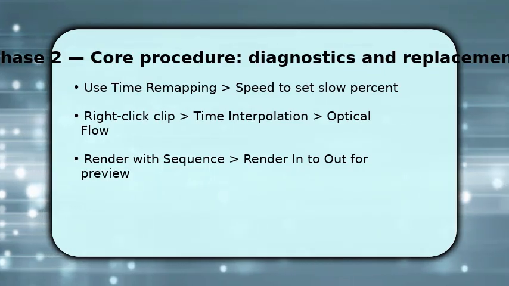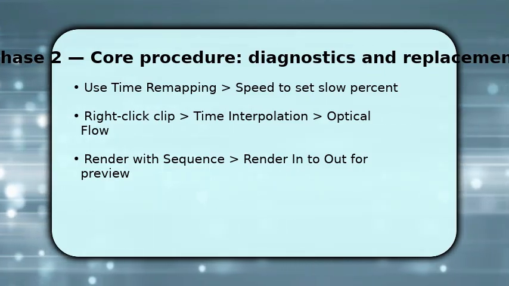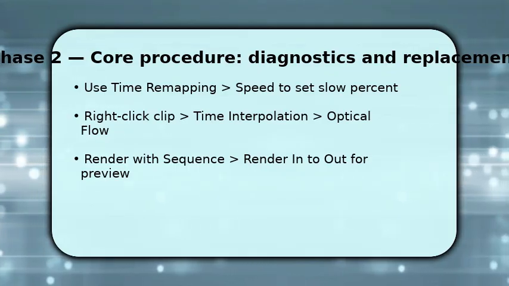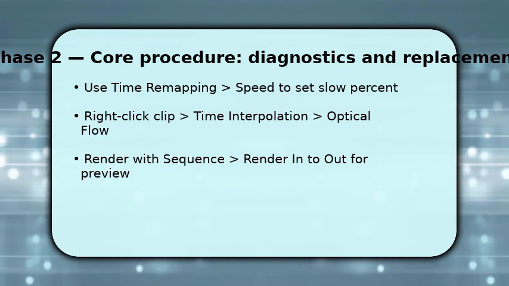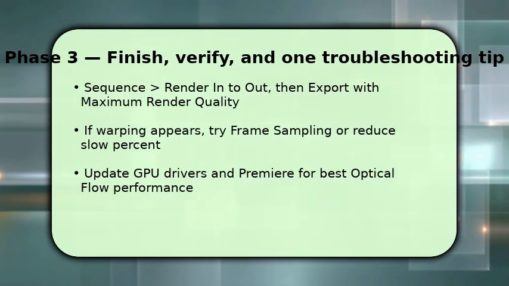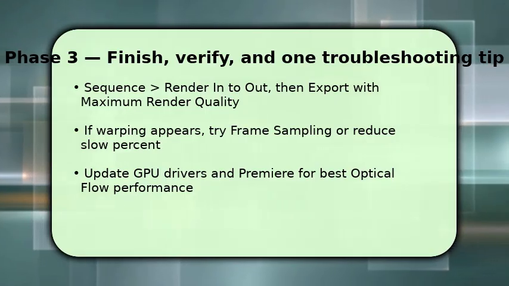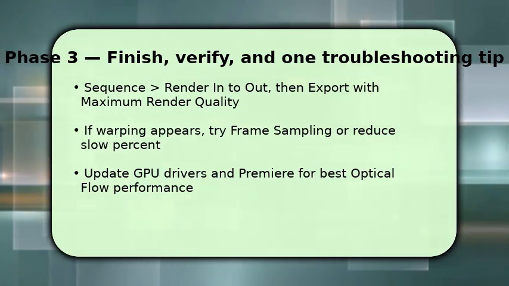Once configured, render the range so Premiere generates the interpolated frames. That render is crucial to see the final smooth result. Finish by rendering and exporting correctly so the smoothening sticks. Render the sequence in to out first, then export using maximum render quality and hardware acceleration if available.